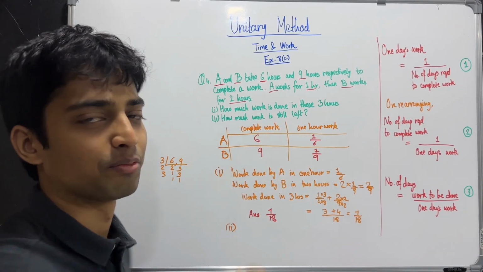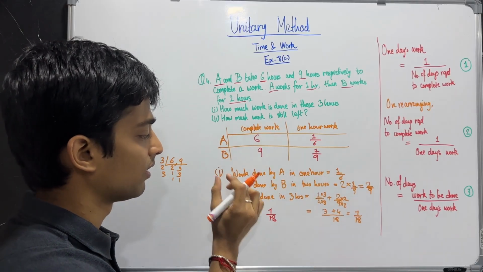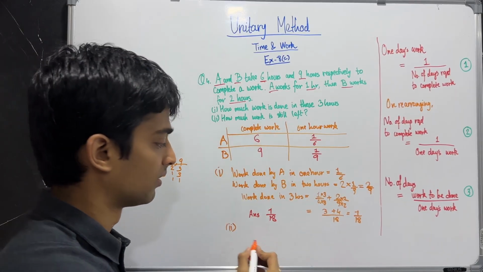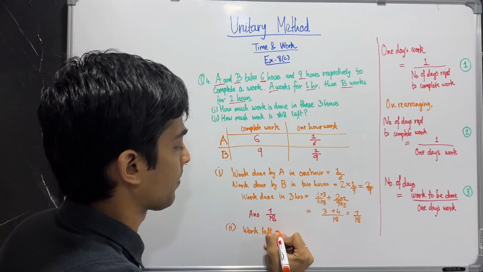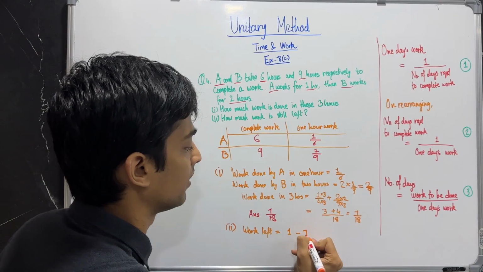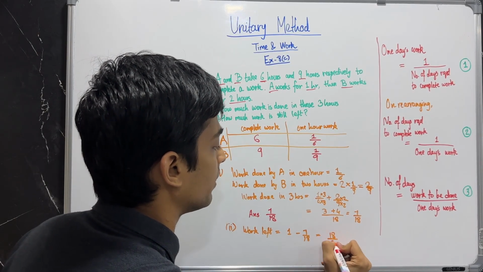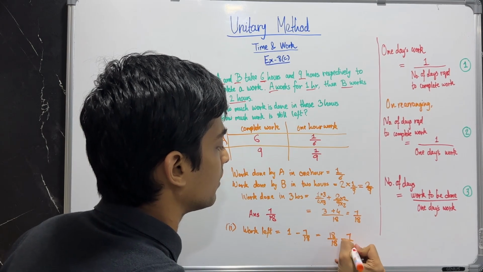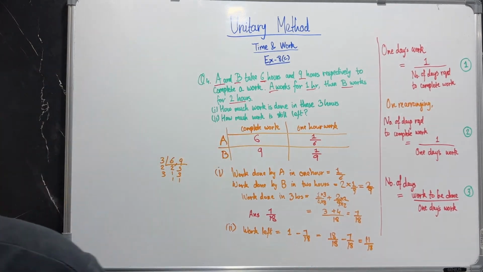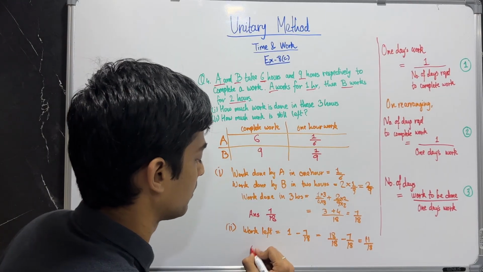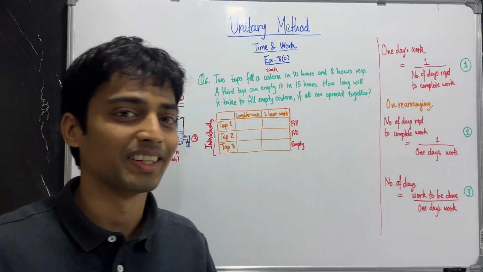How much work is still left? Okay, this is easy to calculate. The total work is 1. So we subtract 7 upon 18 from 1. So work left will be 1 minus 7 upon 18, which you can write as 18 upon 18 minus 7 upon 18, which is 11 upon 18. Okay, so the answer is 11 upon 18.